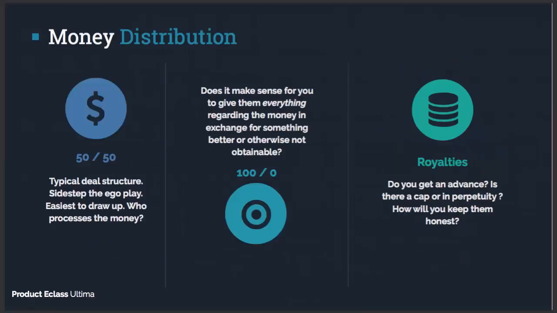Money can be distributed evenly, Steven. That's usually the simplest way to start. You can give them a bigger piece of the pie if you get something else that is long-term more valuable, and you can cap royalties or you can make them in perpetuity.